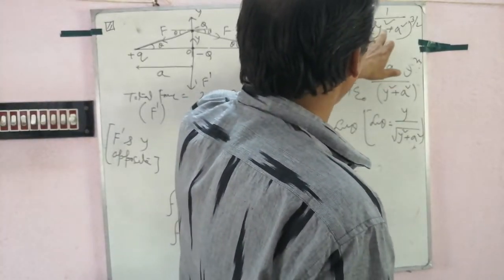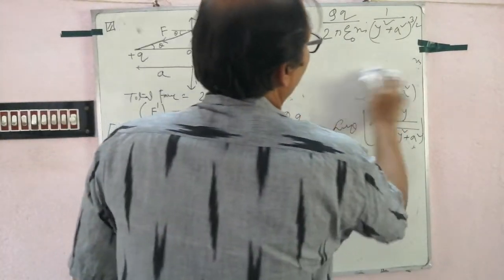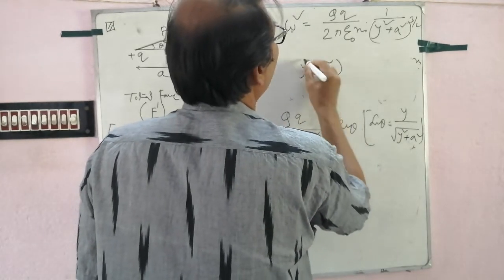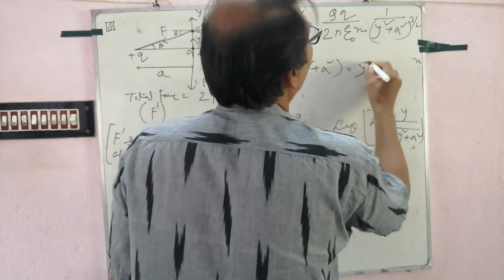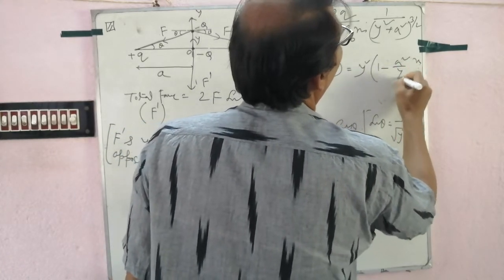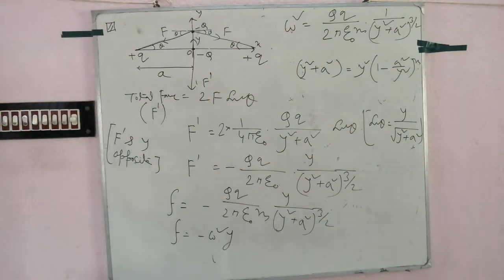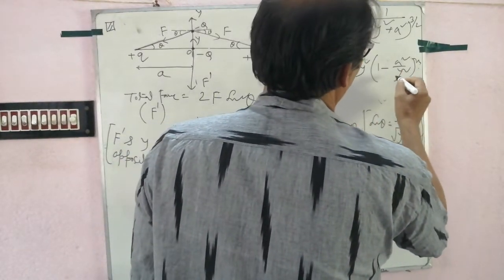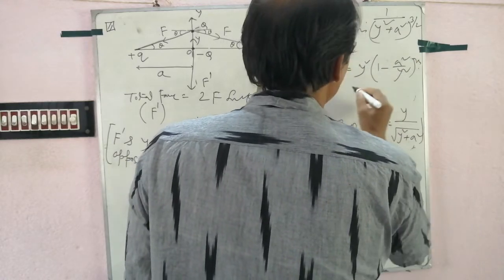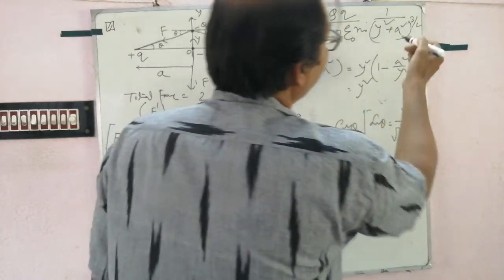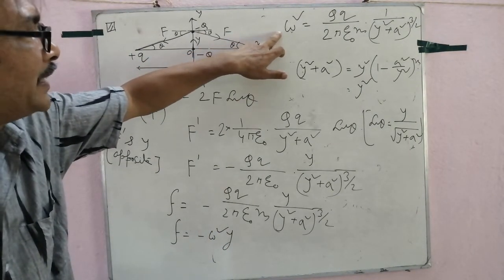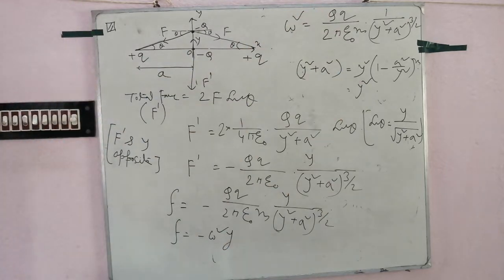Follow, y is very small, so in y square plus a square, y square we can neglect, so that is another expression we can get for the final result. You put omega equal to 2 pi by T and you will get the result. Okay.